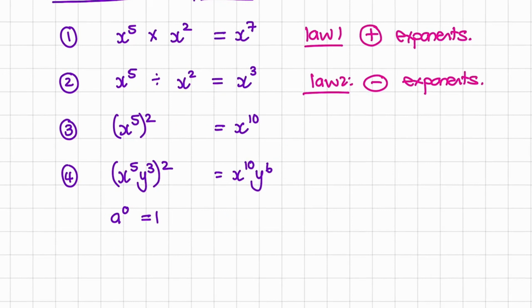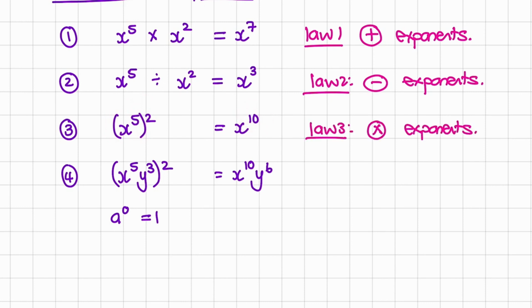Next, we move to brackets. If we want to remove the brackets, we would multiply the exponents with one another. To remove this bracket, we would say 5 times 2, which is equal to 10. So that's our third law.